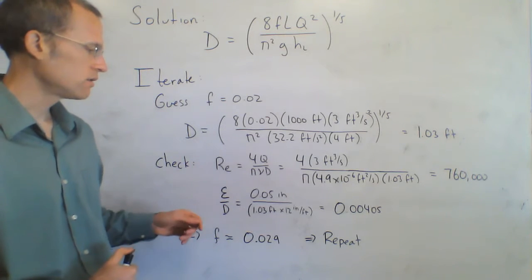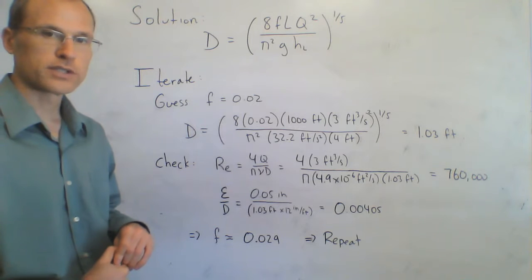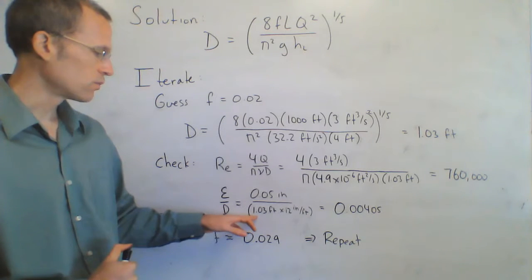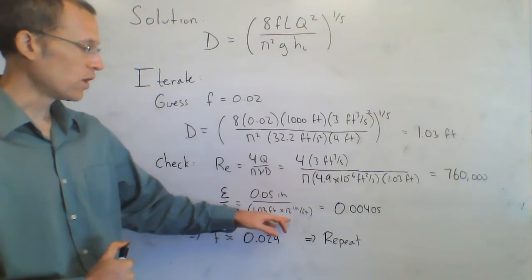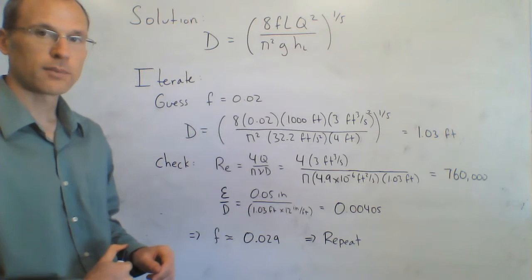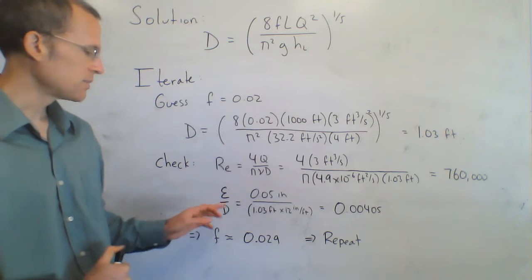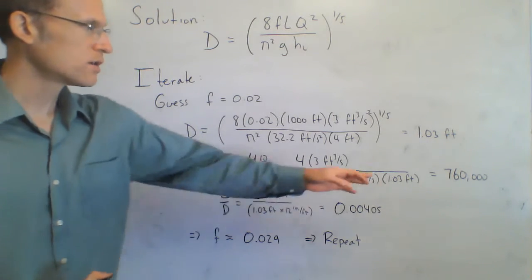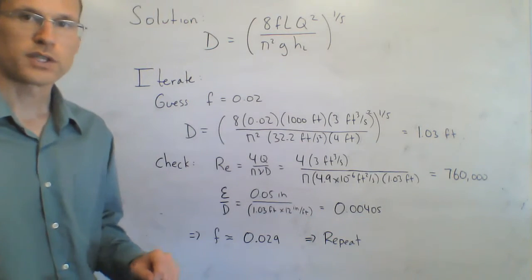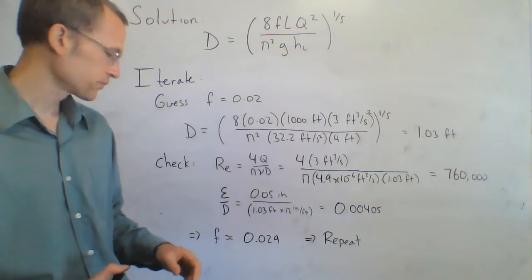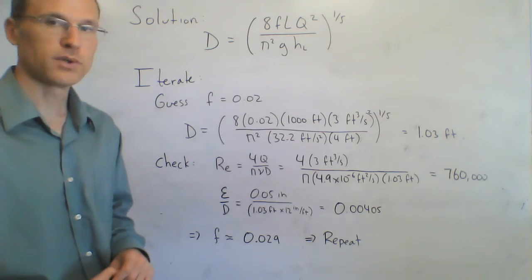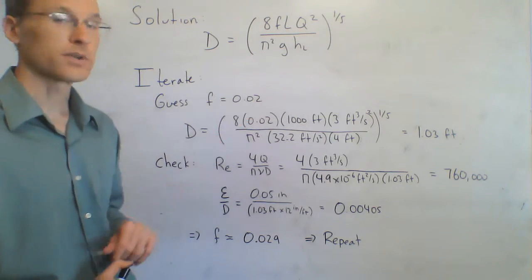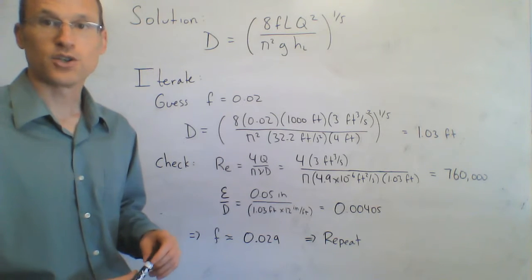Then epsilon over D, epsilon for my concrete 0.05 inches, diameter 1.03 feet. I want that in inches, so multiply that by 12. Gives me epsilon over D of 0.00405. So with that Reynolds number, that value of epsilon over D, you can find f to be 0.029. That's different than 0.02. So you get to do this all over again.